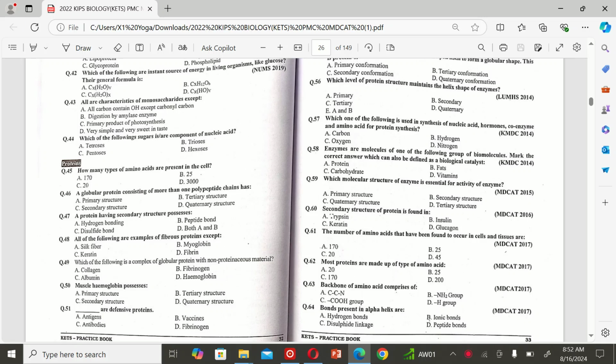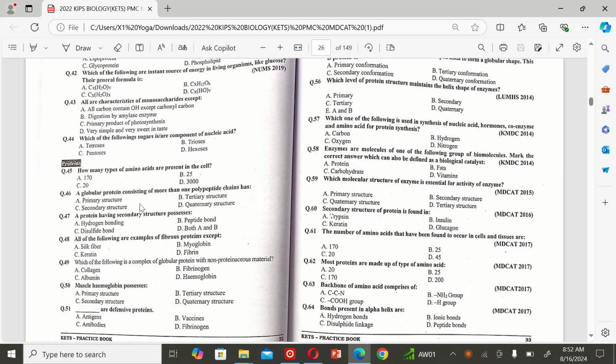Let's get started. The first MCQ is: how many types of amino acid are present in the cell? A, 170. B, 25. C, 20. D, 3000. So the correct option is A, 170.